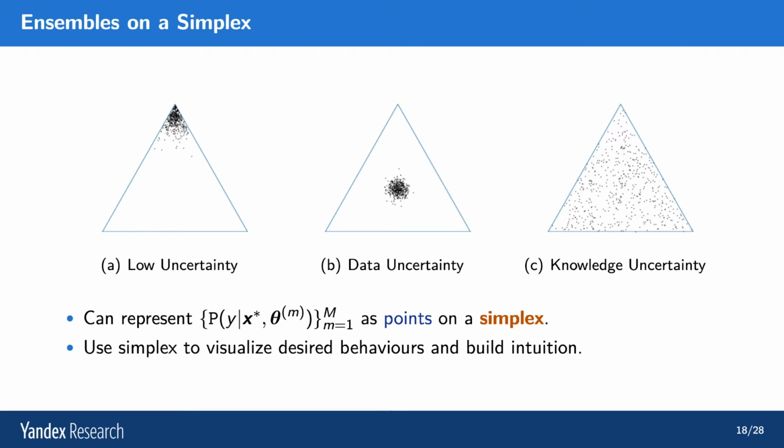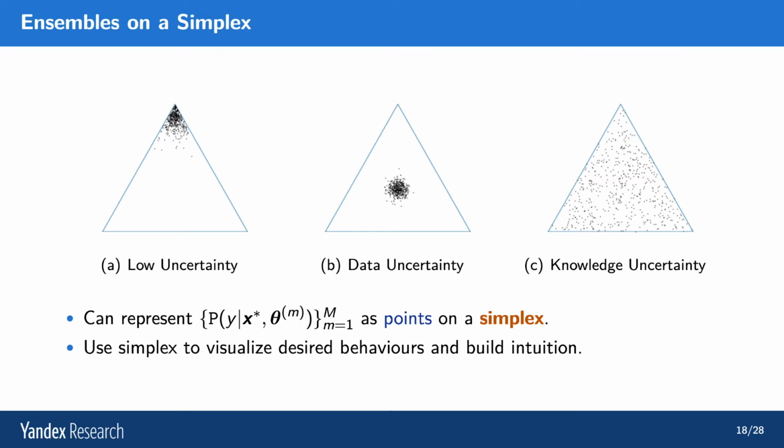Now, when the input has high data uncertainty, let's say it's on a decision boundary, all the models agree that it's high data uncertainty. All the models agree that we can't distinguish between classes. All the models give us high entropy distributions over classes, which will live at the center of the simplex. Finally, when we show the ensemble something that none of the models understand, we expect the ensemble to give us very diverse predictions, and the predictions of the ensemble will be all over the simplex, everywhere.